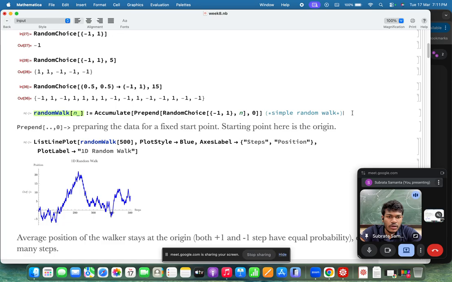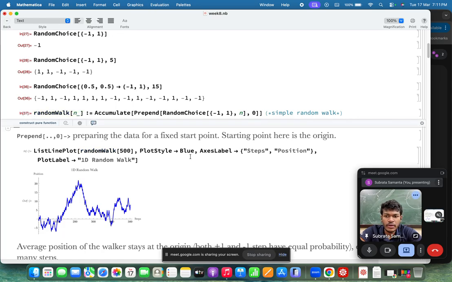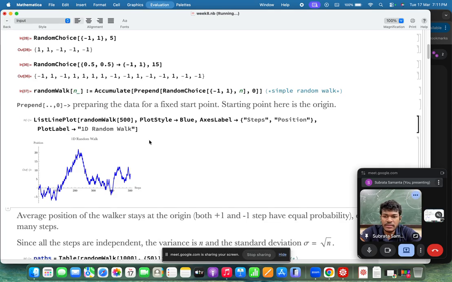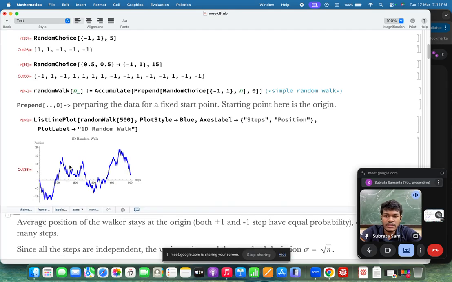So, now if you define this random walk, I plot the random walk, let us say 500. Basically, 500 steps are there, and I want to plot. So, this is a ListLinePlot. Basically, you have to connect the dots, and these are the labels and the plot style and these things. So, you will see, this is your path.